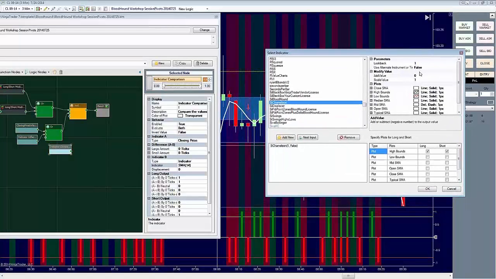So what I'm going to say is, for a long, the close has to be above the low. Close has to be above the low by 60% or more. Okay, so it has to close, well, let's say 66%. It has to close in the top third of the bar.